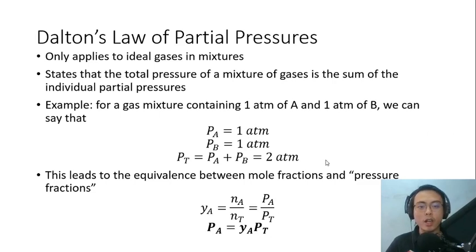Now, if I rearrange this equation, mole fraction of A is equal to partial pressure of A over total pressure, we reach this main equation of Dalton's law. The partial pressure of A is equal to the mole fraction of A multiplied by the total pressure. So later on in our problem solving, you will be using this equation a lot. Okay, so don't forget this. This gives us an equivalency between mole fraction in gases and pressure fractions in gases.